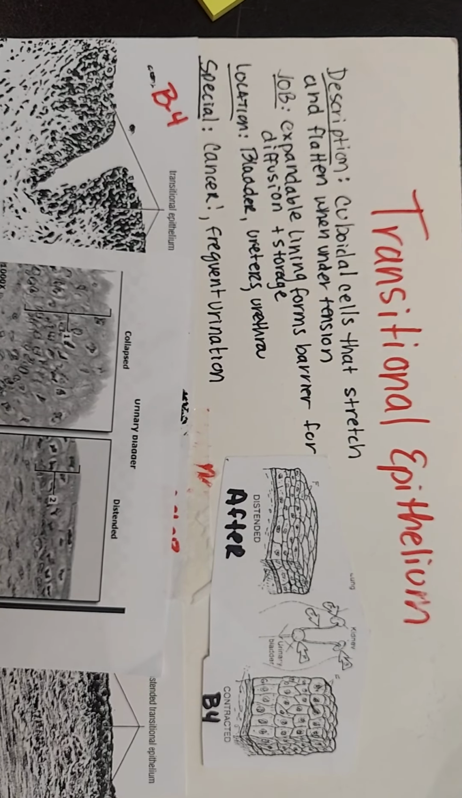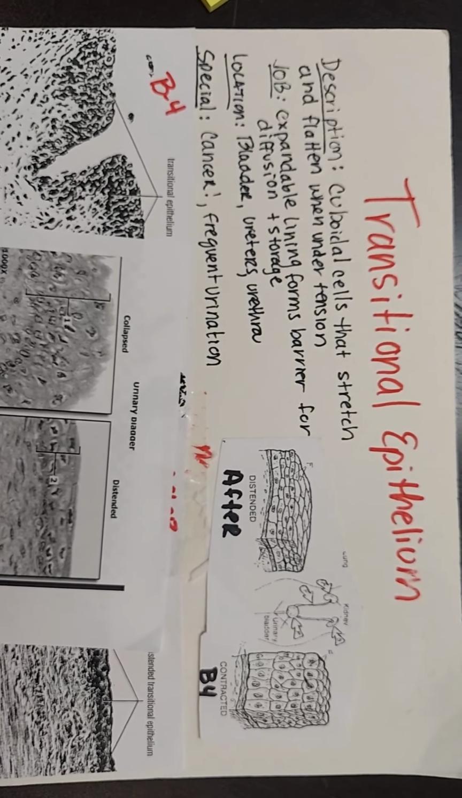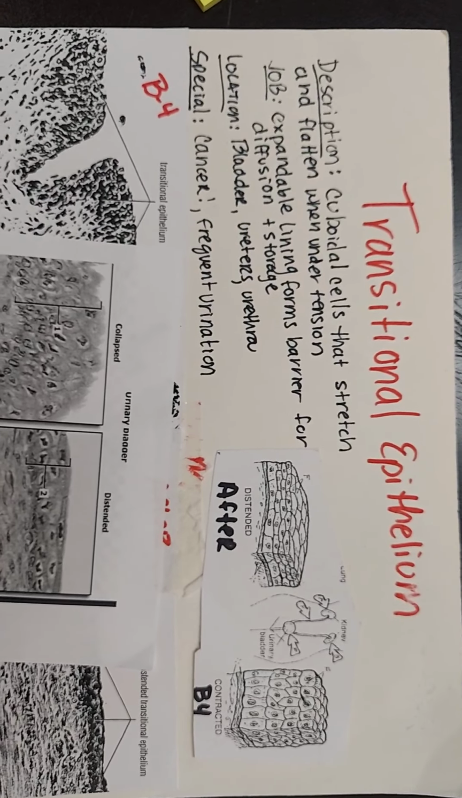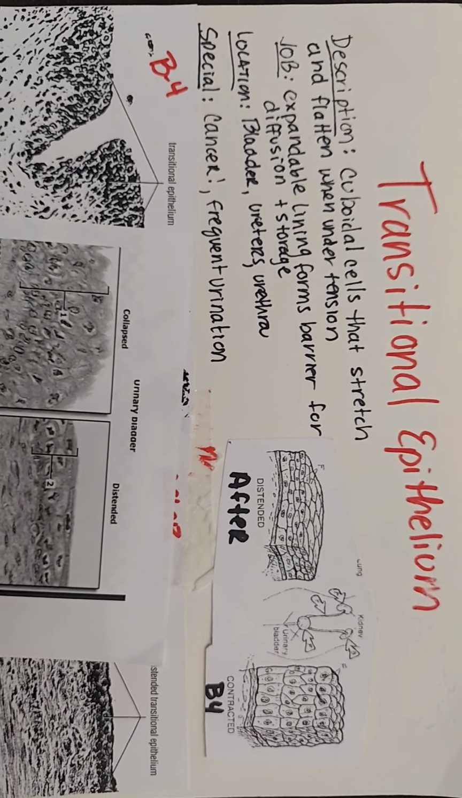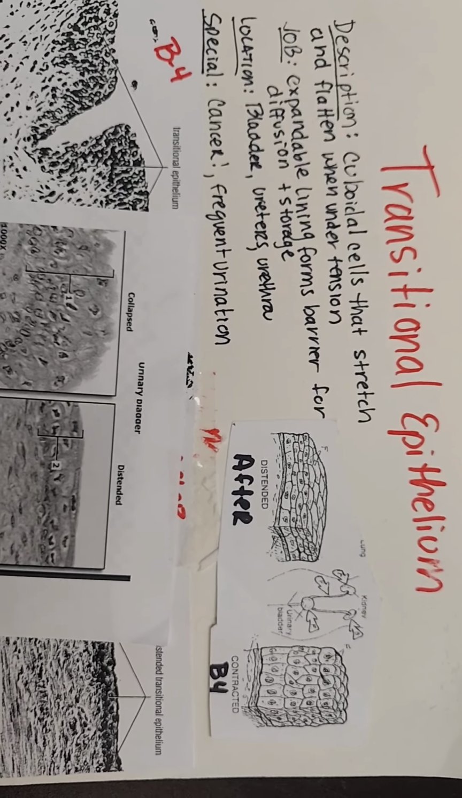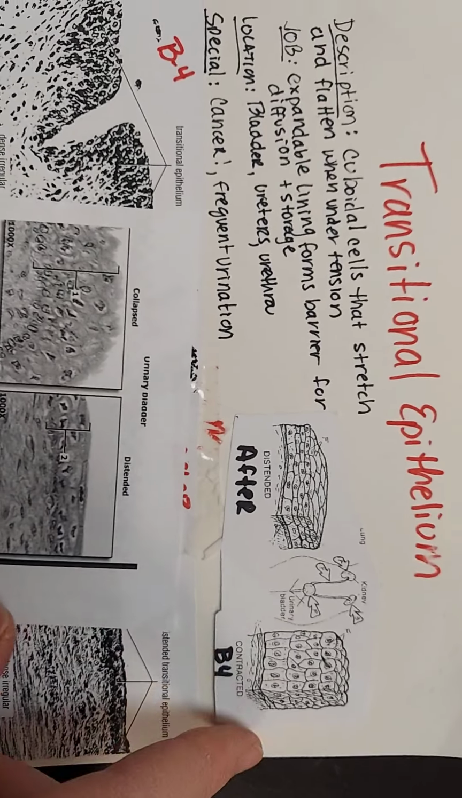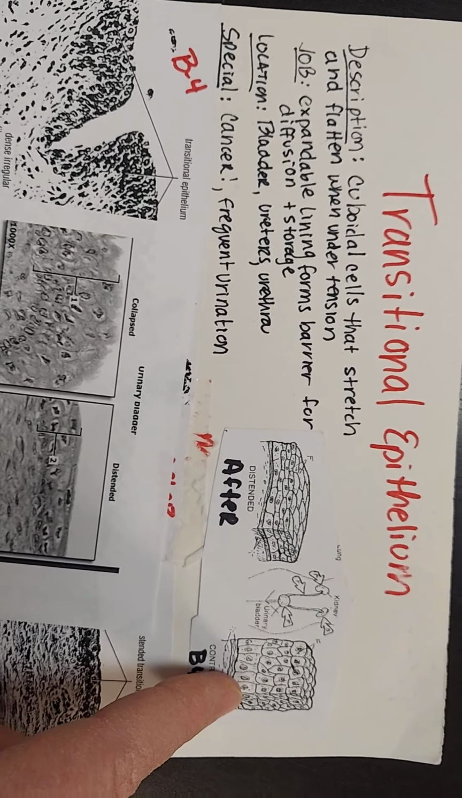Okay, this is transitional epithelium. For the description of this, it's cuboidal cells that stretch and flatten under tension. So it looks just like stratified cuboidal, except that you have to see a before and after picture. So this is before, and notice the location is in the bladder, which would make sense.